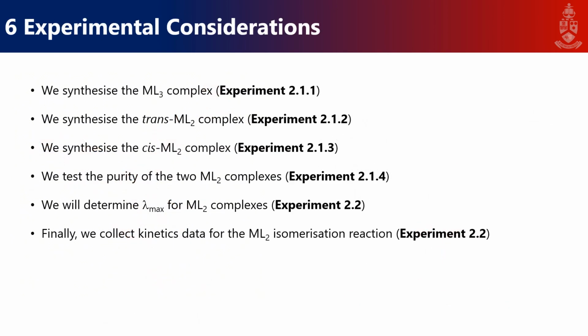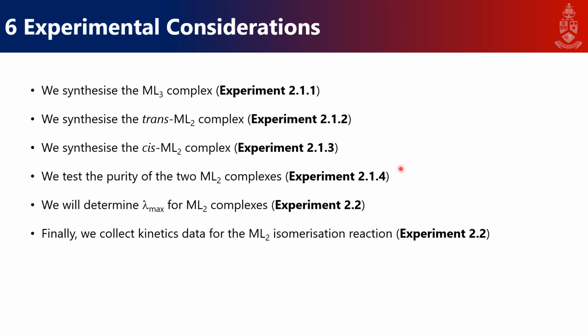And then just finally, to recap. Firstly, you will synthesize the ML3 complex, which is the tris oxalato chromium complex. That's experiment 2.1.1. Then you synthesize the cis and the trans complexes. You test the purity, remember the polarity, that's how you look at it qualitatively. You determine the lambda maximum for the isomerization kinetics, and then we collect the isomerization kinetics. The data is provided for you on ClickUp. You need to discern which data set is the best data set for you, and from there on, that's what it is.